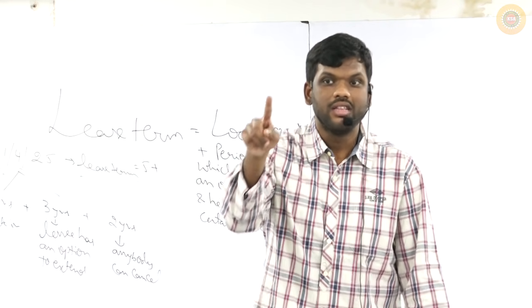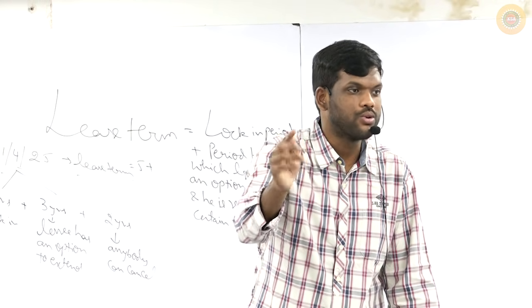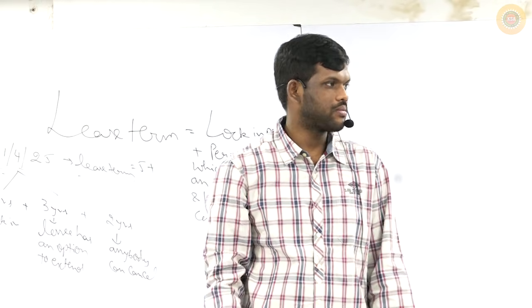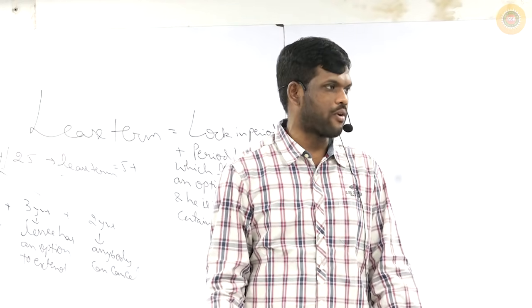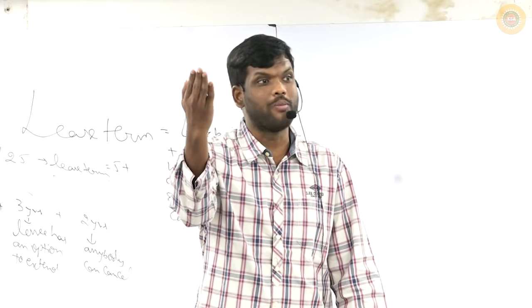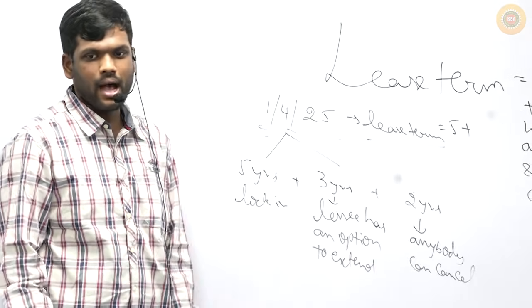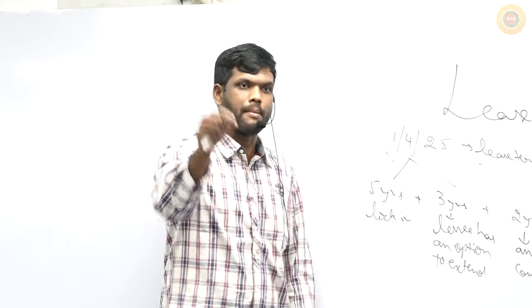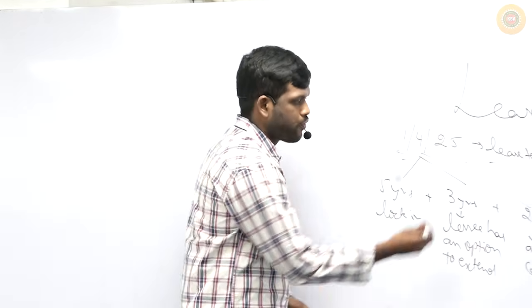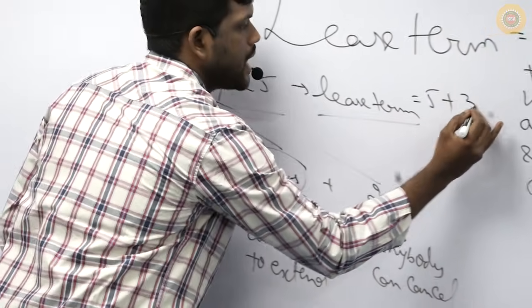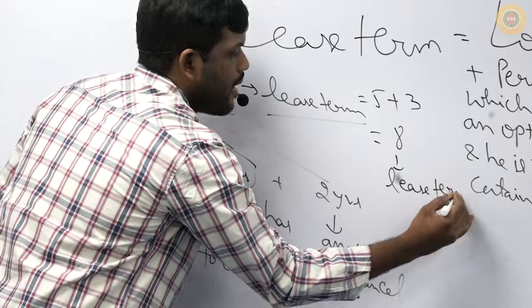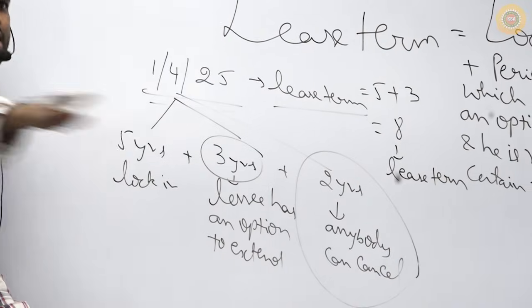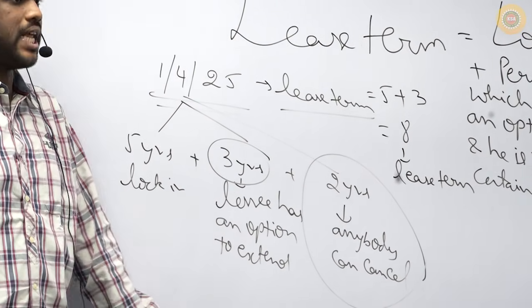Everyone look, you as auditor should not decide this. Who should decide this? Management. These are points which we should get as written representation from management. You are the one who said that you will be reasonably certain to extend. That is why I am taking this. It is a management representation because it's a management decision. So 5 years plus 3 years, totally 8 years will be the lease term. Period in which anybody can cancel will never be included in the definition of lease term.